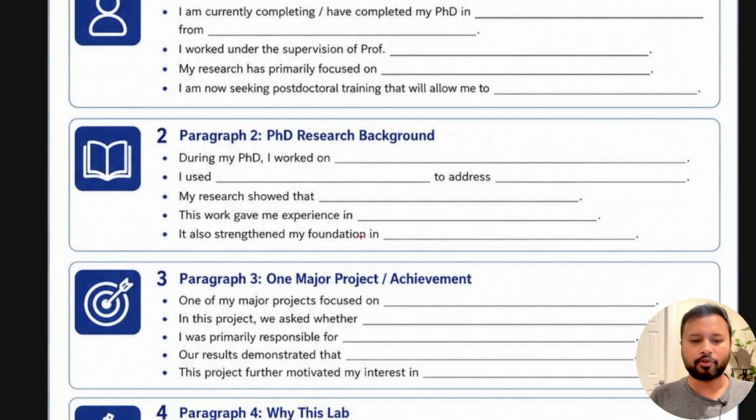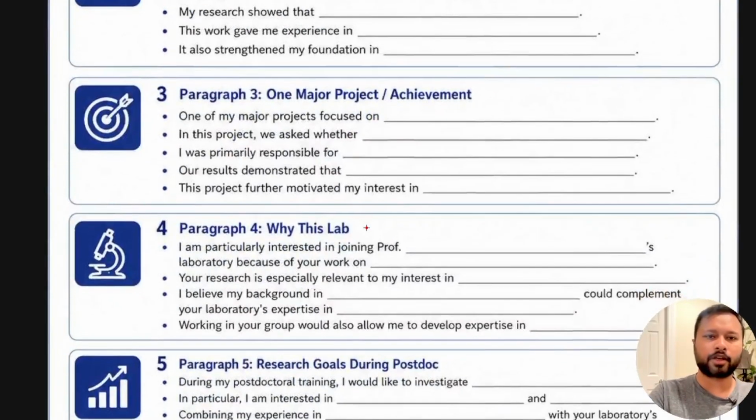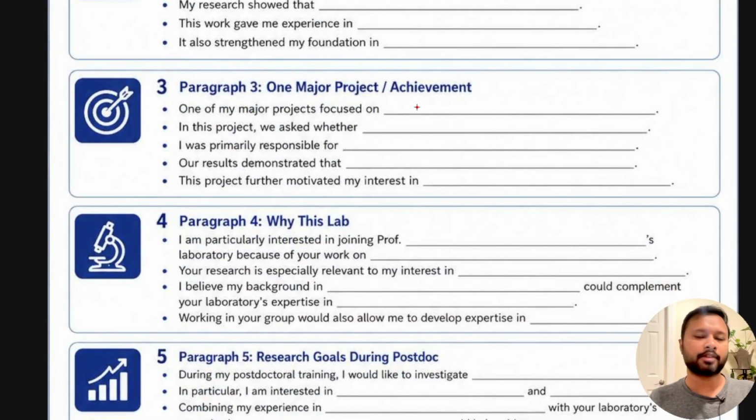Okay, whatever work was there. Then comes your third paragraph, where you have to talk about one major project or achievement. So, "One of my major projects was focused upon..." You can mention one of your best projects during your PhD. "In this project, we asked whether..." So what was your research aim?